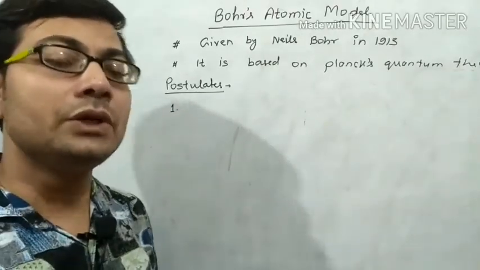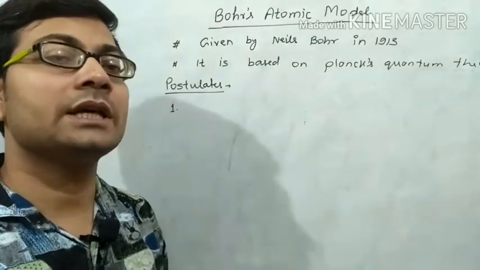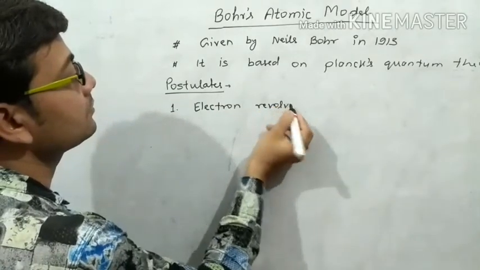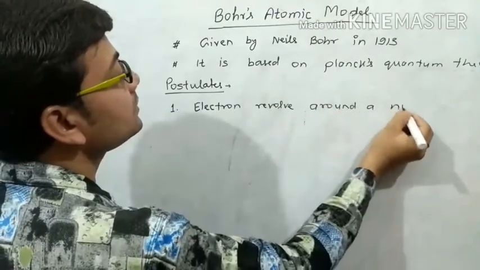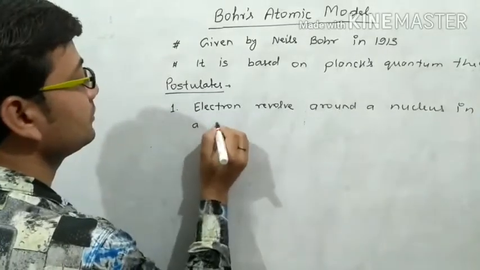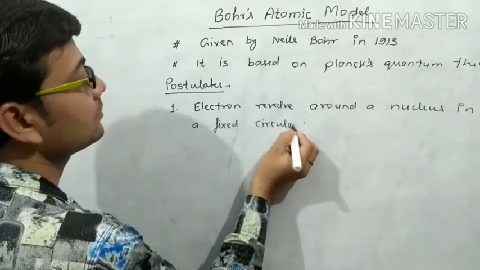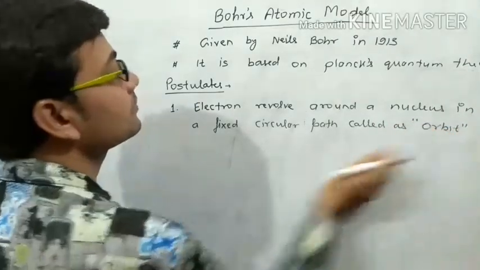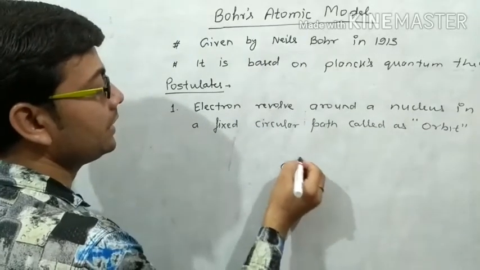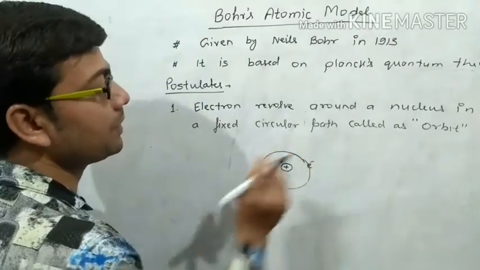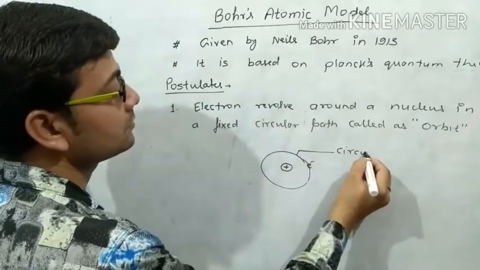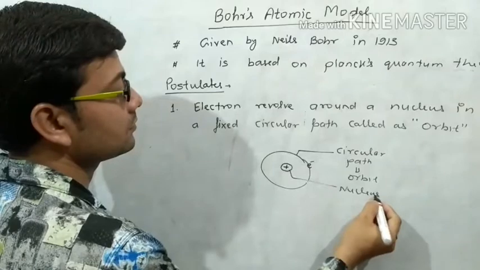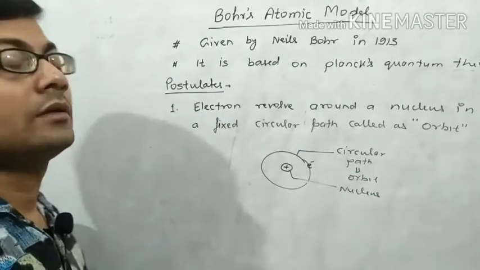Number 1: electrons revolve around the nucleus in a fixed circular path called an orbit. Means electrons revolve around a nucleus in a fixed circular path called an orbit. This is the nucleus, and around the nucleus electrons move in a circular path, and this circular path is called an orbit. This is the first postulate of Bohr's atomic model.